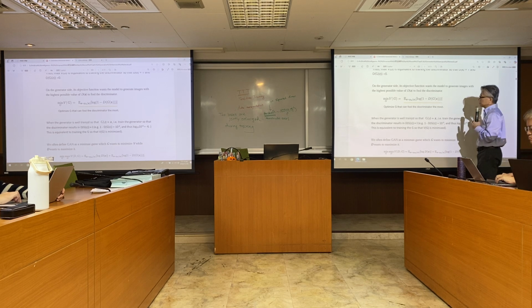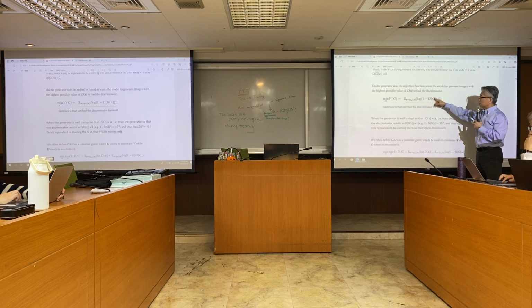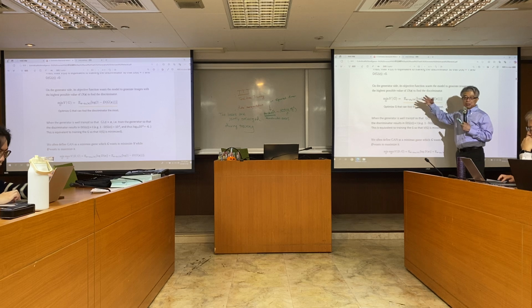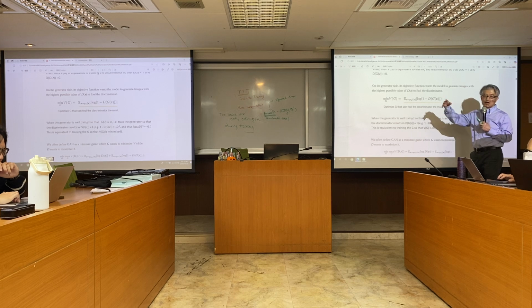So this is V of G, an expected value. If Z follows the prior distribution, the discriminator outputs 1 or 0. And then we optimize G so that it can fool the discriminator as much as possible. So we always take an expectation. It is probabilistic, and we will see that later.